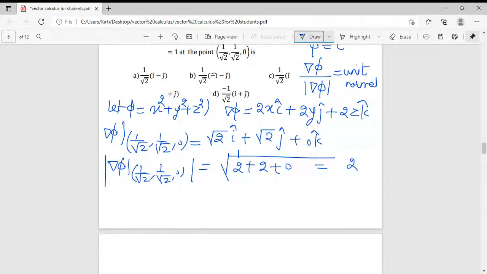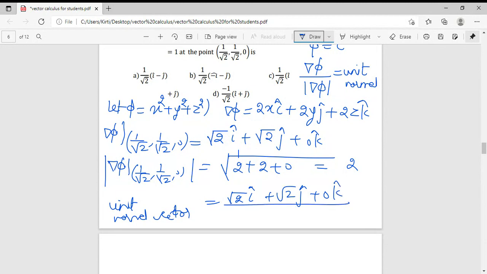So therefore, unit normal vector, substituting in this formula. So what is a unit normal vector? So that is this, right? This value root 2i plus root 2j plus 0k upon its magnitude 2. So what I will have 1 by root 2 i plus 1 by root 2 j plus 0 k. So that is given in option number C. So option C is the correct one. I can take 1 by root 2 common. So i plus j. So option C is correct one.